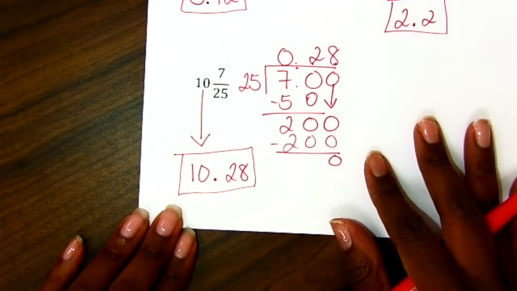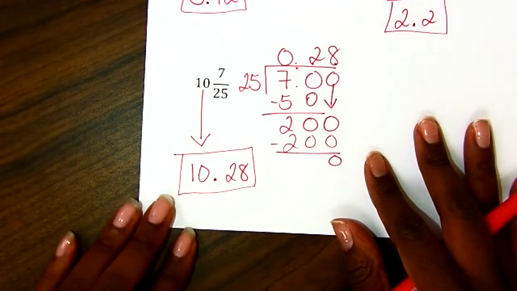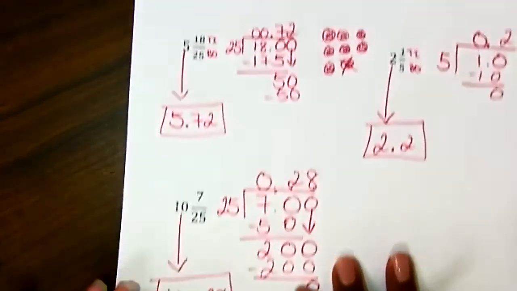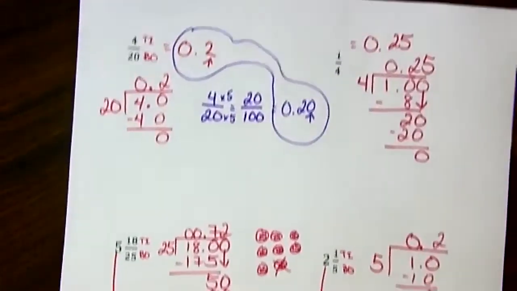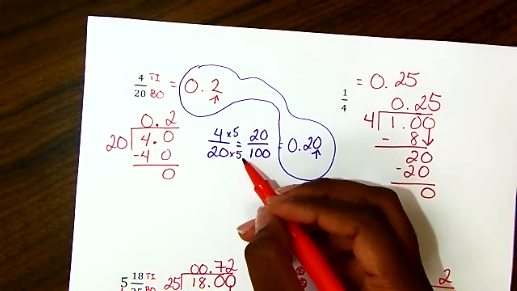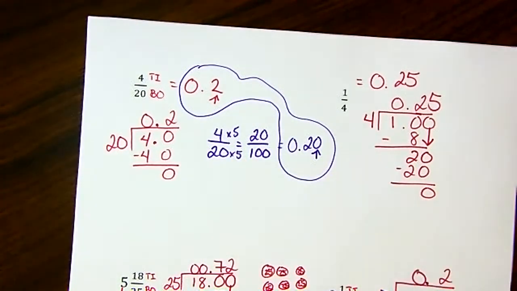All right, ladies and gentlemen, I just did 5 examples with you on how to change a fraction to a decimal. All you need to do is divide, okay? And those of you that like the shortcut, you can use it, but some of you will probably just stick with the division, which is totally fine.